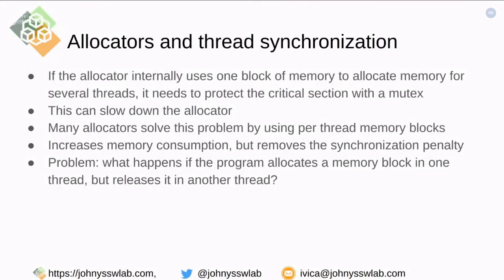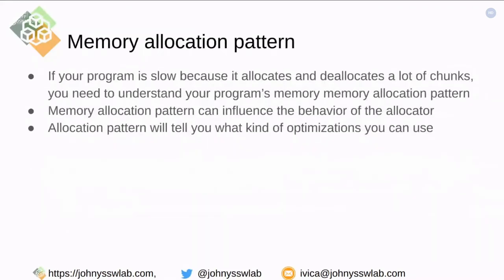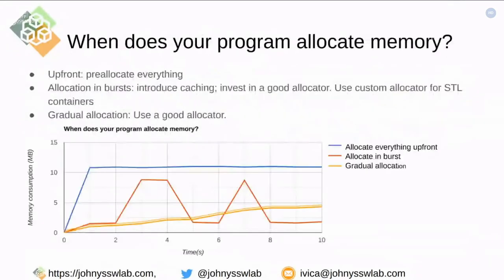So, memory allocation pattern. When you allocate memory, there is a certain pattern that your program can follow. If your program is slow because it allocates a lot of chunks, you need to understand these memory allocation patterns, because the pattern can influence the behavior of the allocator. If you have at least some knowledge about the allocation pattern, you will know what kind of optimizations you can use and what to expect from the allocator.